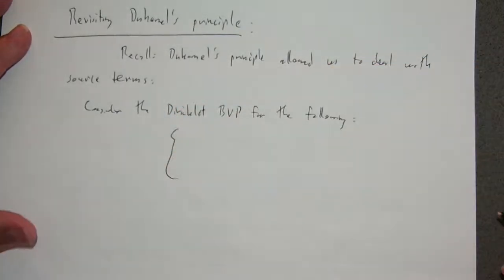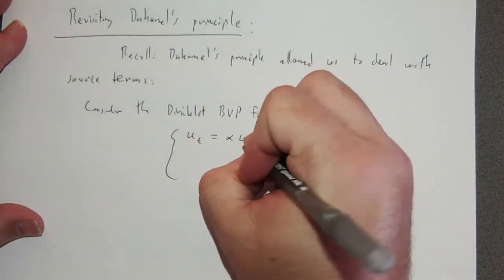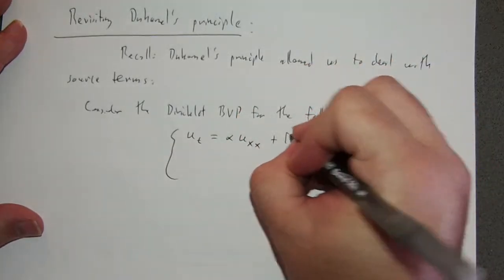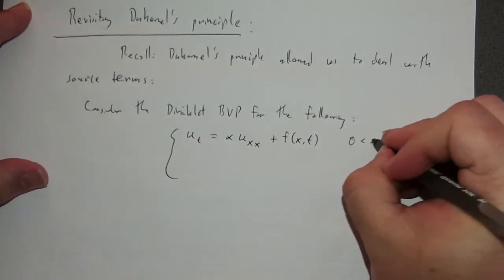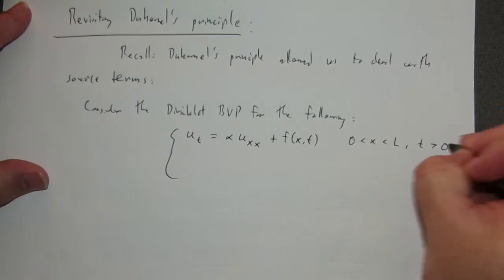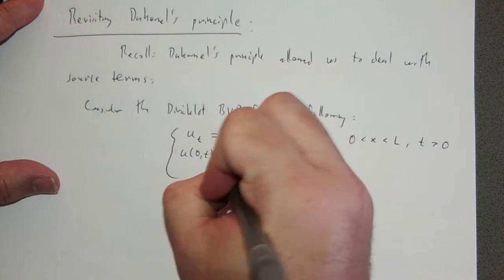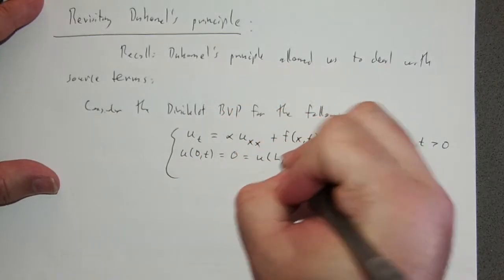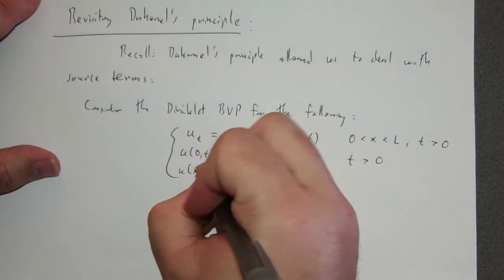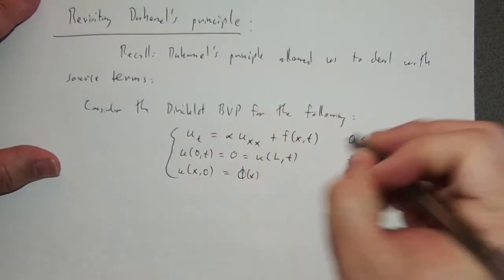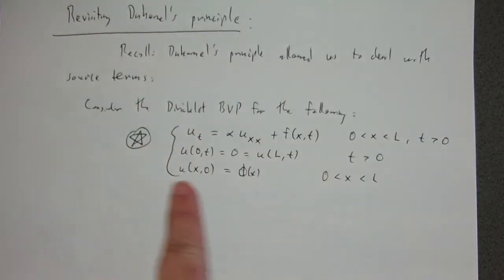So this is a diffusion equation with a source term. u sub t equals alpha u sub xx plus some function f of x, t. That's our source term. The typical domain is the one we're on. And we have homogeneous Dirichlet boundary conditions, for t positive. And then we have some initial conditions. Maybe I'll call this star. So this is the thing that we want to solve.